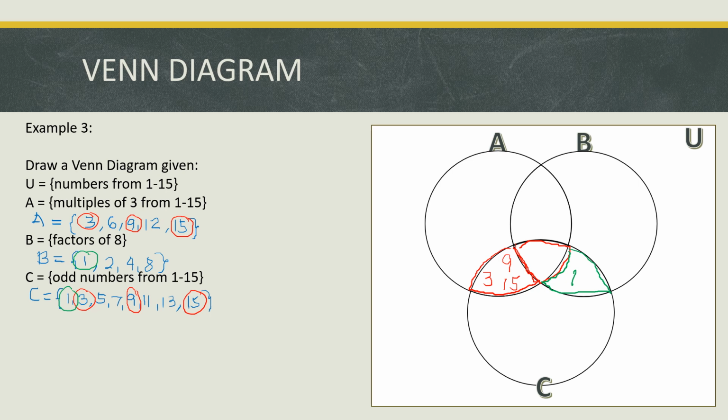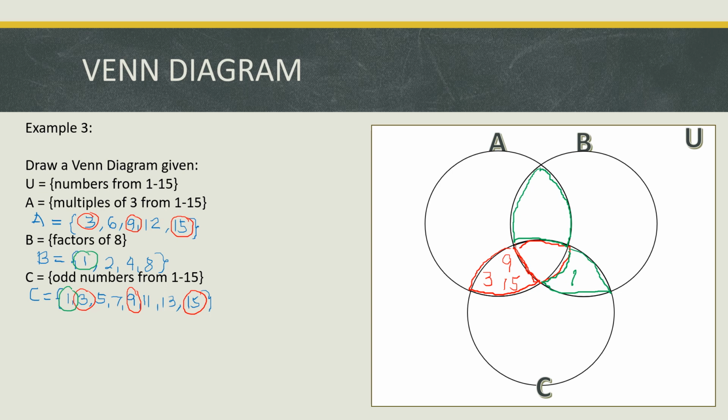Next, let us proceed with this part. This part is where set A intersects with set B, but does not overlap with set C. So it is only the relationship between set A and set B. So let us check which elements we can see on both set A and set B. Let us observe that there's no element that we can see on both set A and set B.